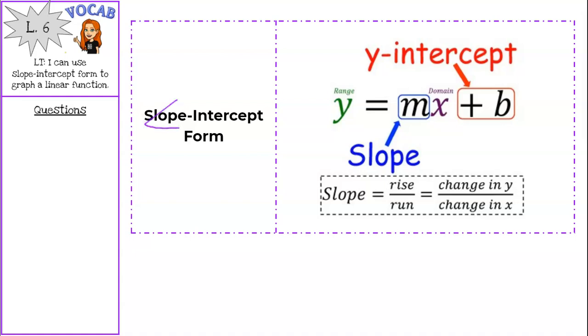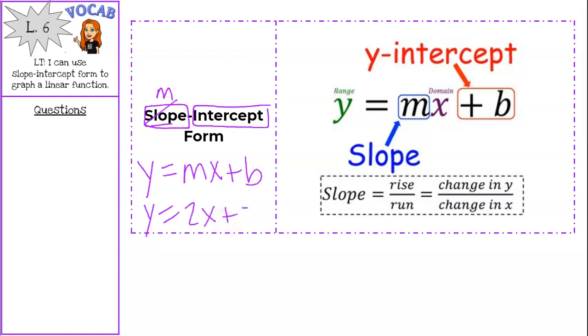It tells you the slope of your line, which is m, and it tells you your y-intercept, which is the b. So slope-intercept form is that y equals mx plus b form. So it could look like y equals 2x plus 7. It could look like y equals negative 3x minus 2. So it can take on that form.